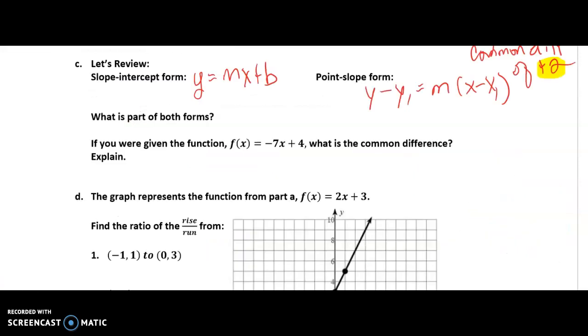When we get to the next example here, if you were given the function f of x equals negative 7x plus 4, what is the common difference? Again, we are making the connection that the m value in slope-intercept form is the same value as the common difference. So the m value in this equation, since it's in slope-intercept form, is negative 7, and that is the common difference.